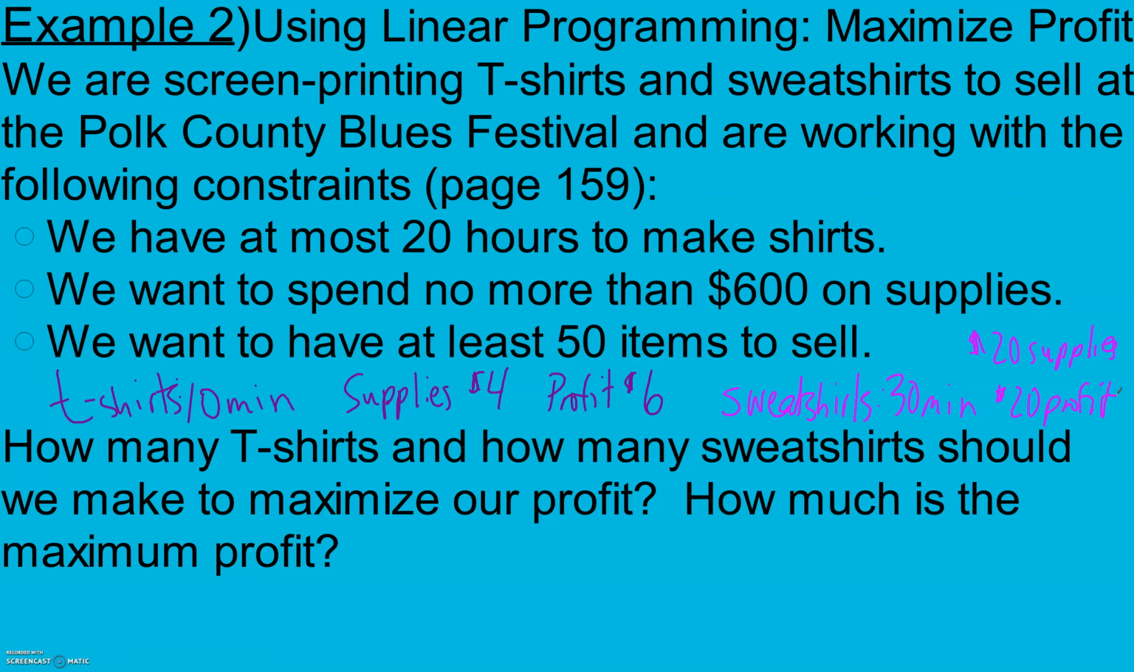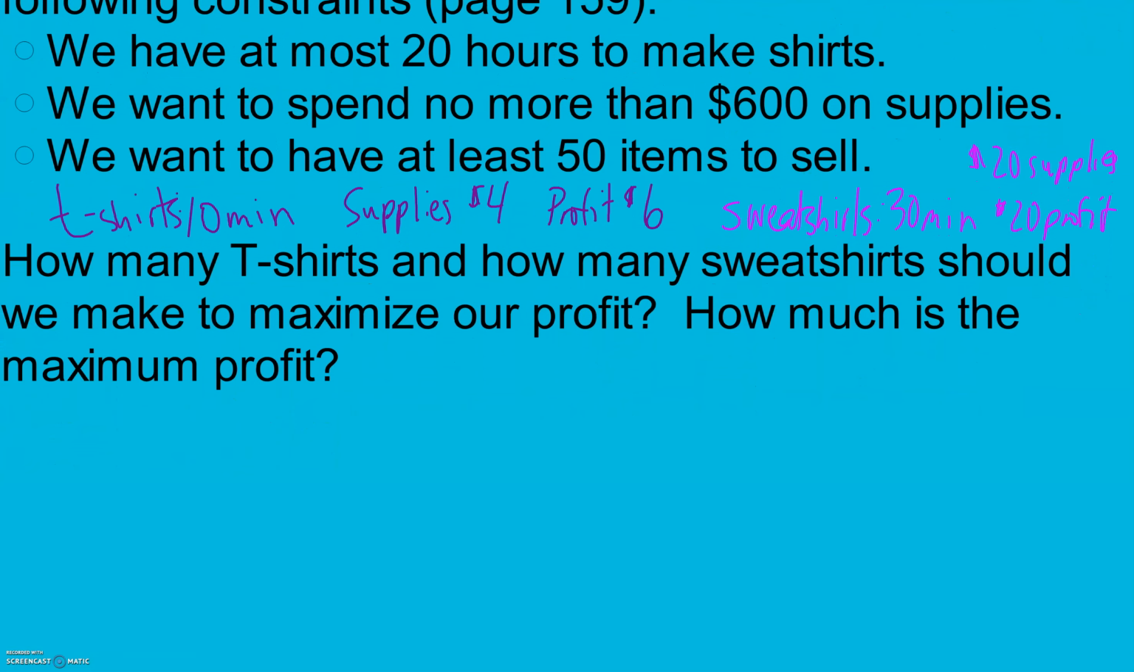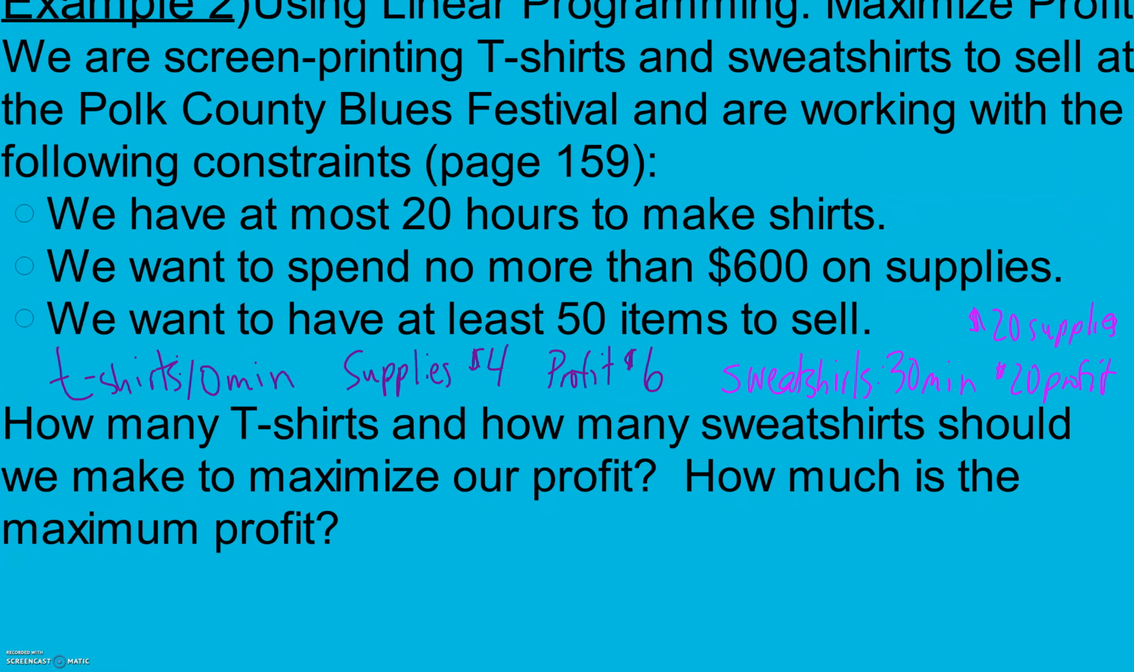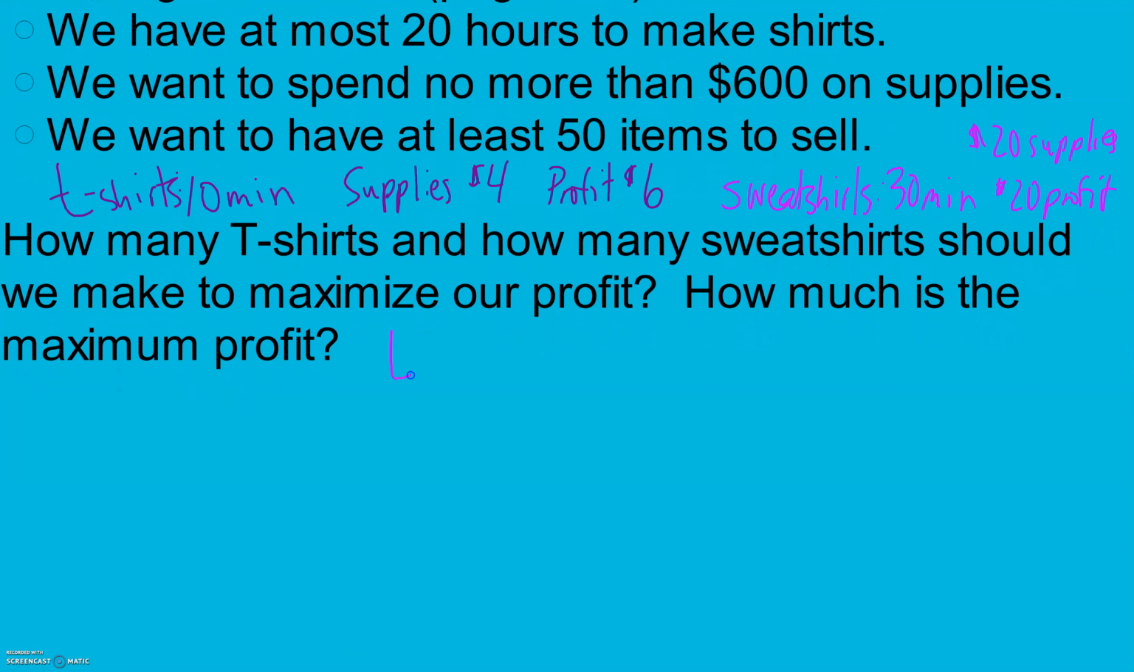So our constraints here. First of all, we're talking t-shirts and sweatshirts. So the amount of t-shirts we make can't be negative. Has to be greater than or equal to 0. And the amount of sweatshirts that we make has to be greater than or equal to 0. Can't have negative amounts of those.